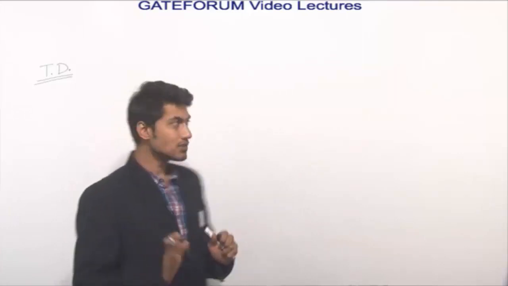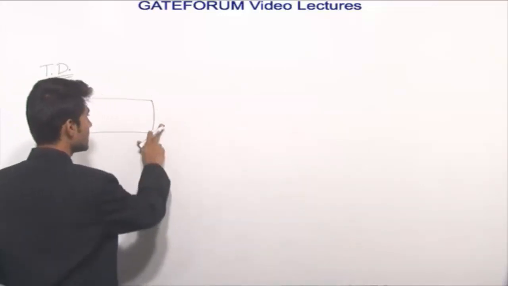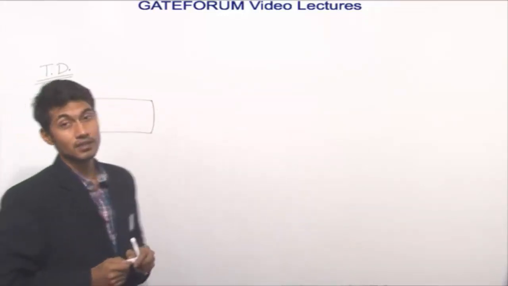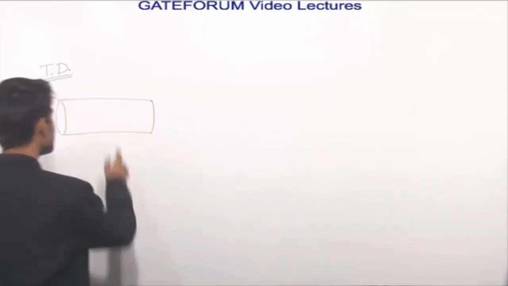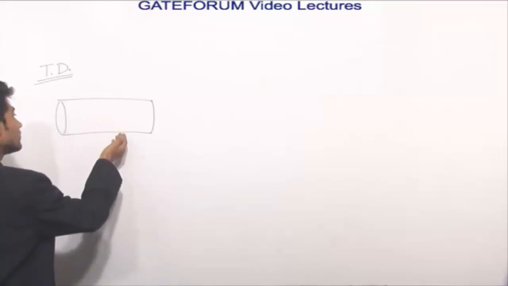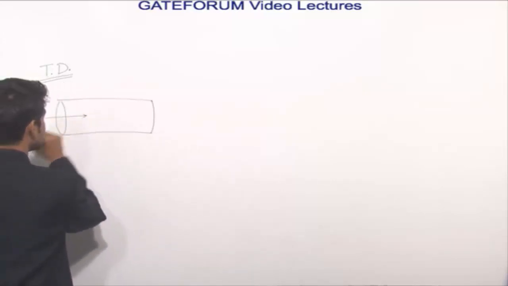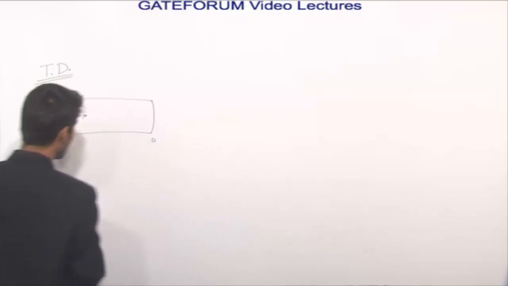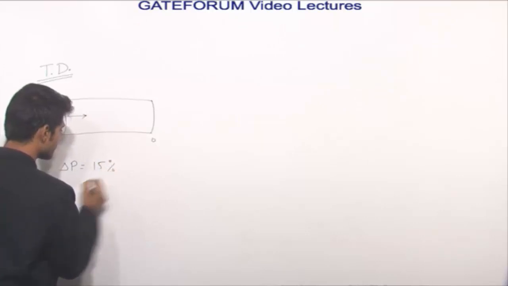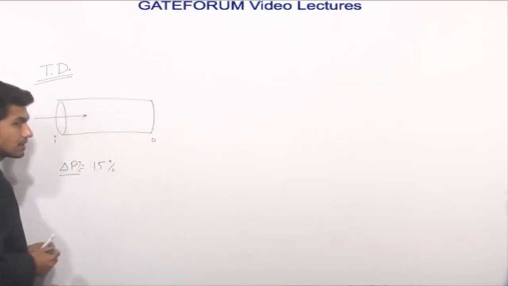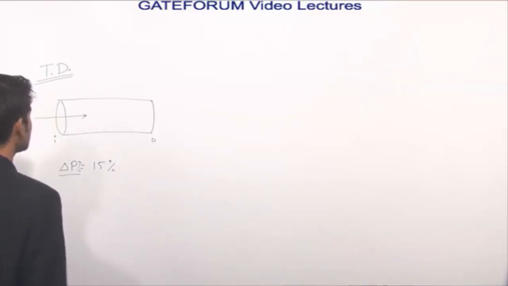So for this question you must realize that the energy loss asked is nothing but the work done by friction, or it is work done to overcome this friction. It is energy lost by the gas, or we can say work done by the friction on the gas. So if the gas is flowing in this pipe, it is inlet and it is outlet. We are given that there is a pressure difference of 15%. So we'll find out how to calculate this.